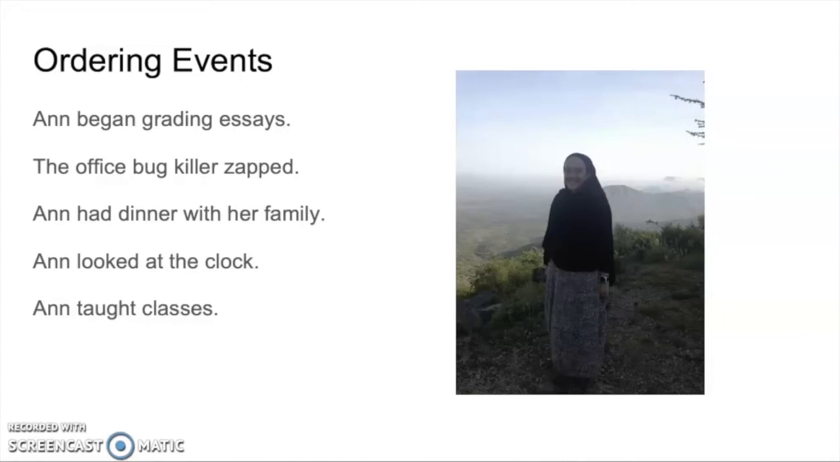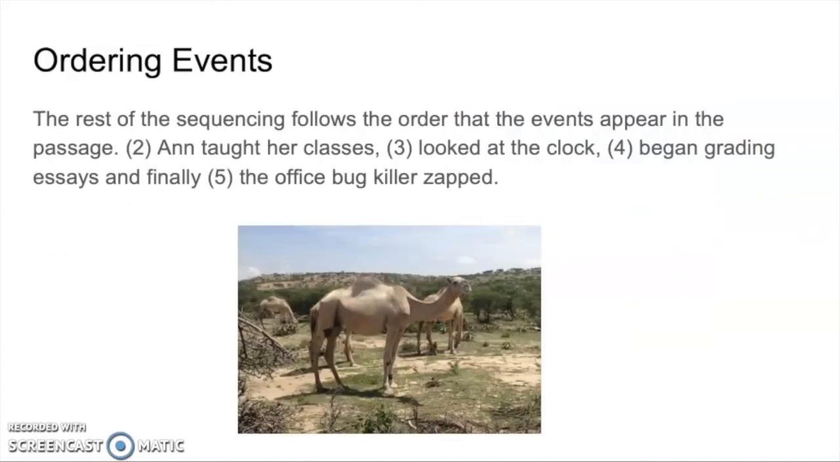When Anne thinks back on the dinner she had with her family during the summer, that breaks the chronological order of the passage. Although it comes later in the passage, Anne had dinner with her family is actually the first event in our sequencing. The rest of the sequencing follows the order that the events appear in the passage. Anne taught her classes. Anne looked at the clock. Anne began grading essays, and finally, the office bug killer zapped.